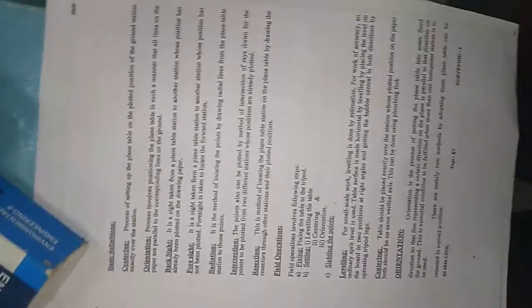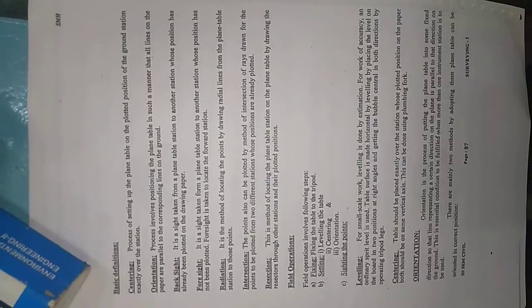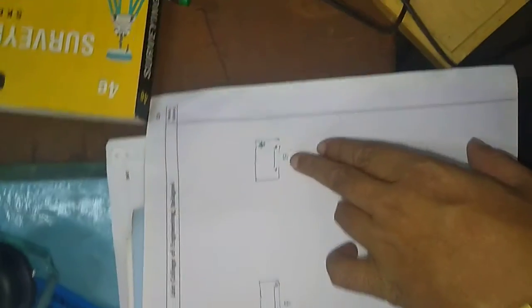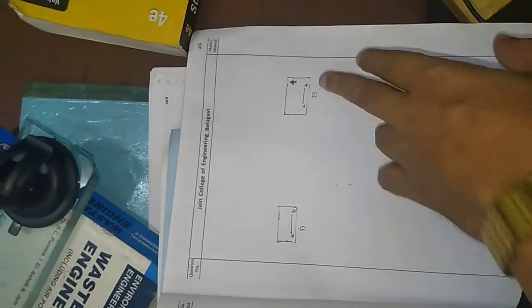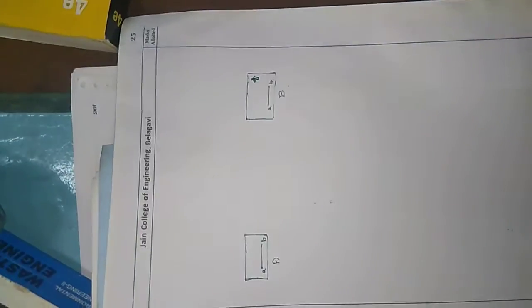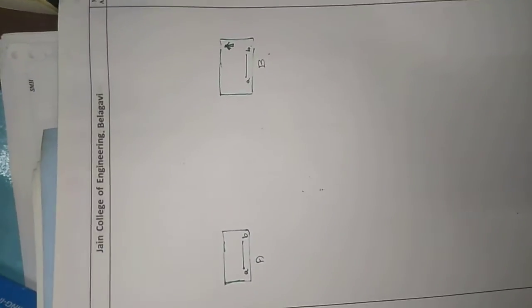Next, we will see what is foresight. Foresight has also been explained previously. It is the sight taken from the plane table station to another station whose position has not been plotted. If you consider the plane table station A, you know the point B, but you have not plotted it. If you are at A and looking towards point B, but the B station has not been established yet, that process we call foresight.